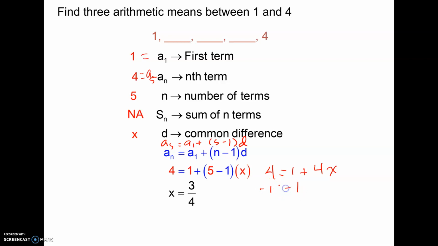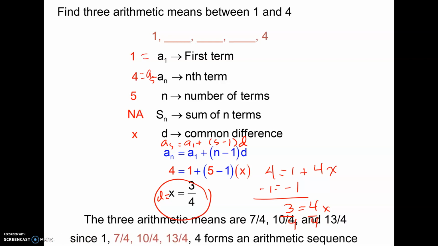Subtract the 1. 3 is equal to 4x. Divide by 4, divide by 4. X or D is equal to 3/4. Now remember, I need to find my other, my 3 terms. So if I add 3/4 to 1, I get 7/4. Okay, if you're like, how did I go from 1 to 7/4? Well, 1 plus 3/4 is the same thing as saying 4/4 plus 3/4. So that's how I get 7/4.